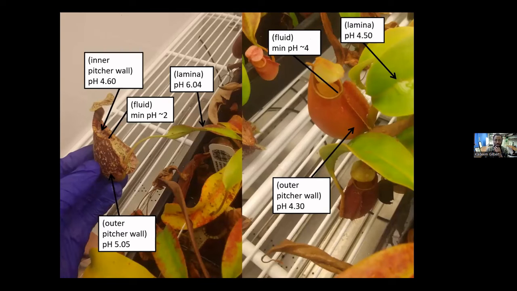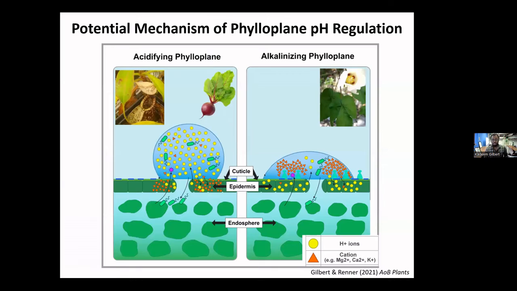I'll just briefly show this. Before, we knew something about the pH level of the digestive fluid, but to my knowledge, before I started looking at leaf surface pH, we didn't really know what's going on with the lamina. But it turns out that the lamina on Nepenthes can also rapidly acidify surfaces. So you can see here in this bicalcarata that it brought the pH down to around 4.